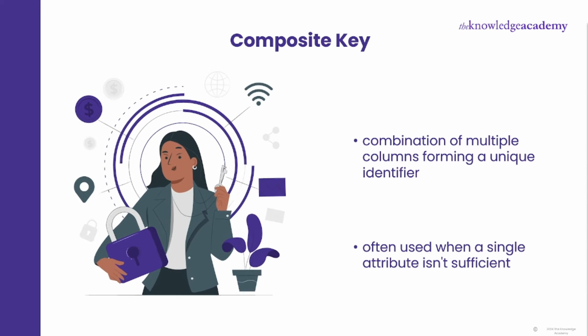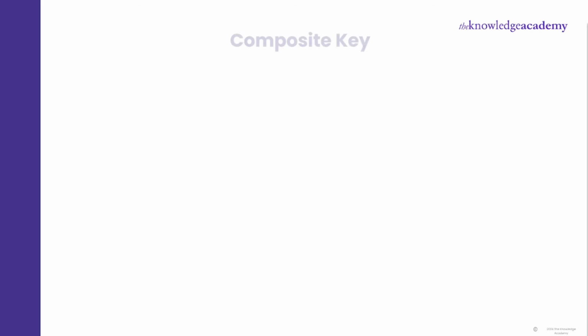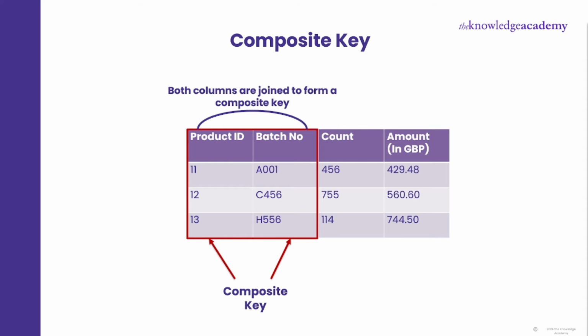Now moving on to composite keys, a combination of multiple columns forming a unique identifier, often used when a single attribute isn't sufficient. Sometimes, a single attribute isn't enough to ensure uniqueness. In such cases, a combination of attributes forms a composite key. For instance, in a table of products, a combination of product ID and batch number could form a composite key.